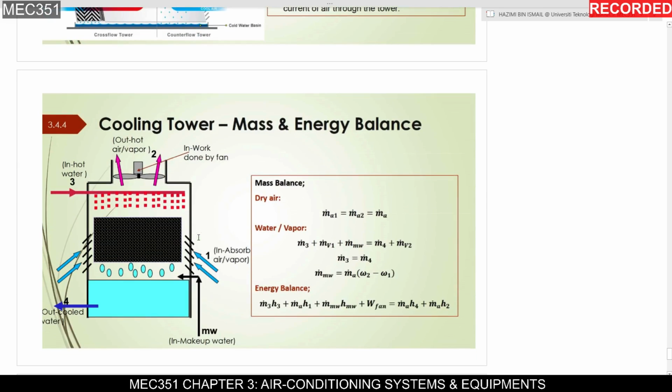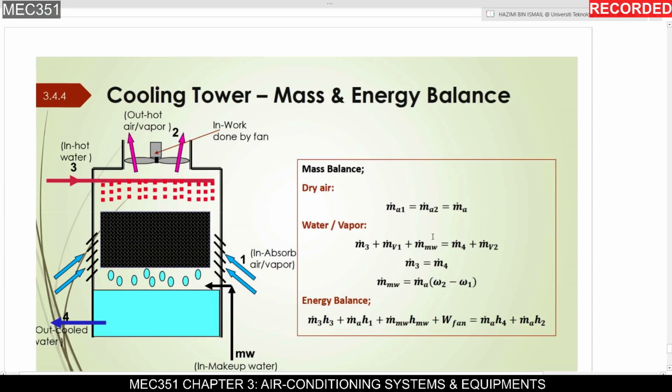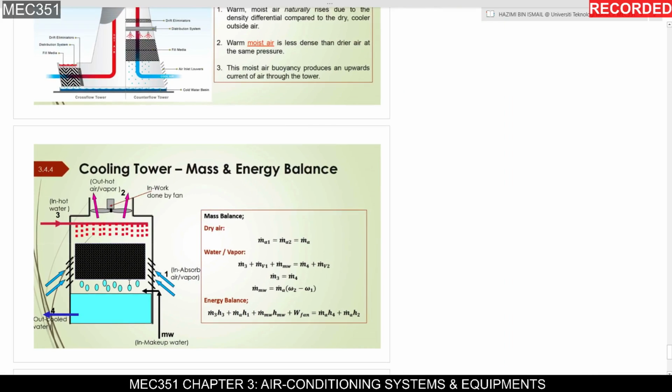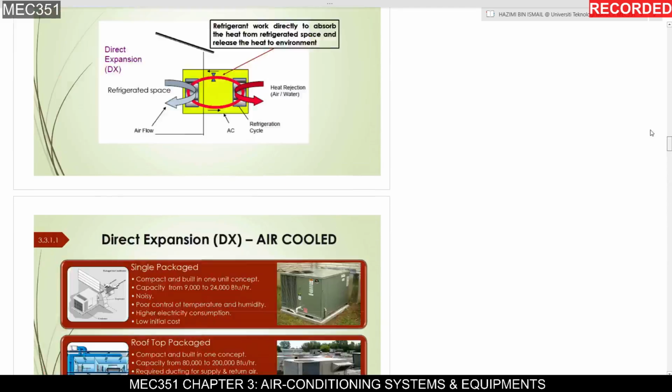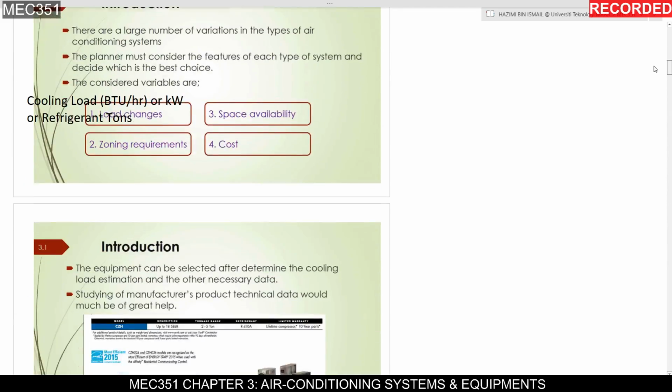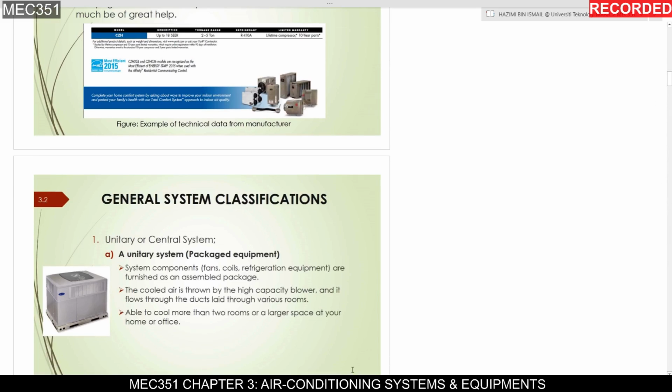So the general equation of the cooling tower is similar to our air conditioning process that I have discussed before. We use the dry air mass balance, water mass balance, and also the energy balance. If you see the difference from our air conditioning process before, we have another energy of the fan here. So I think that's all for chapter 3. Chapter 3 is more on the theory about air conditioning systems and equipment.